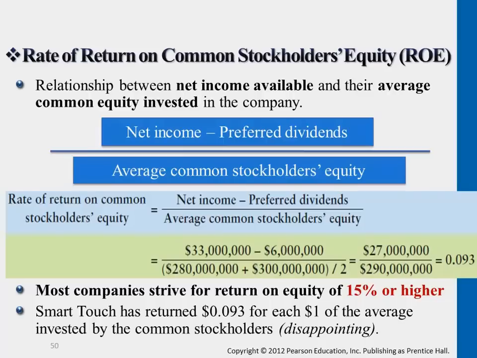So again, if we use this measure to evaluate this example, is it strong or weak? Weak, right? Because in this example, $1 of common shares contributed capital only turns into about $0.09. So this is a 9% rate of return on equity. It's lower than the rule of thumb, 15%.